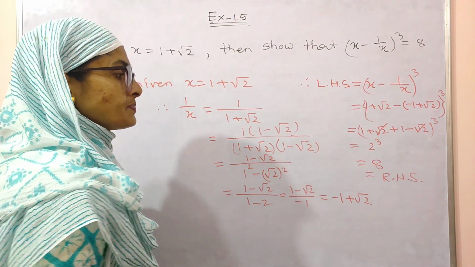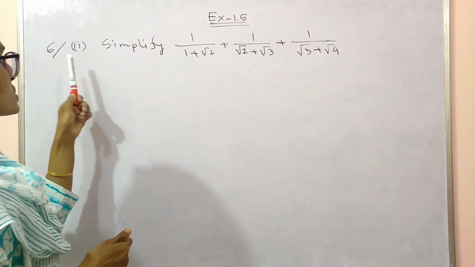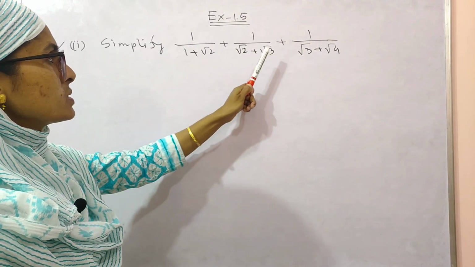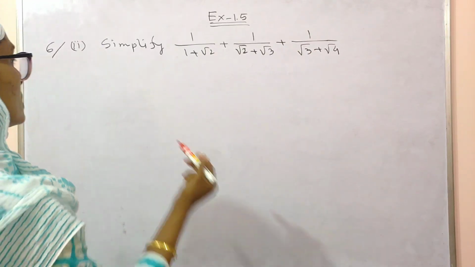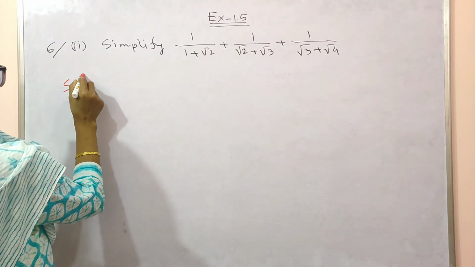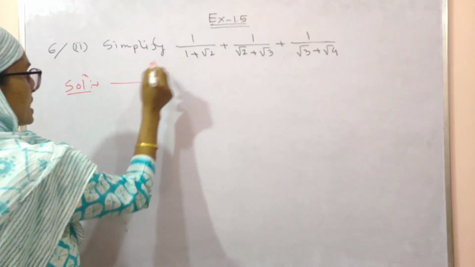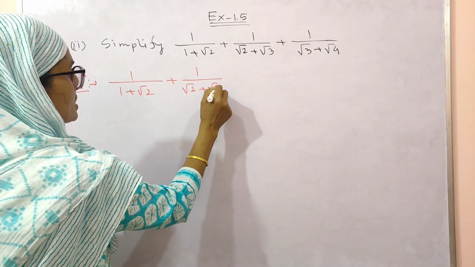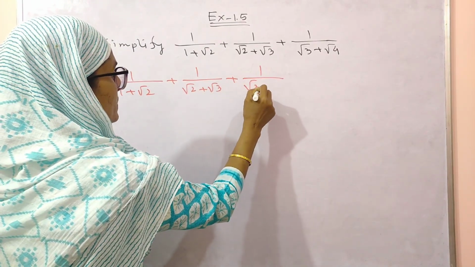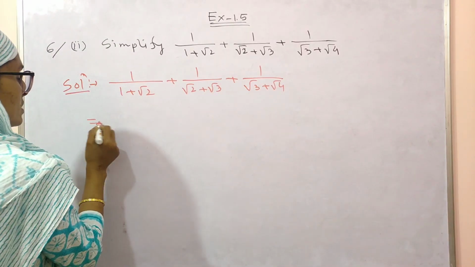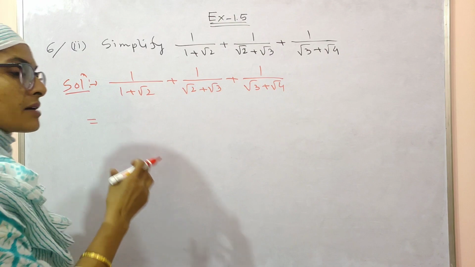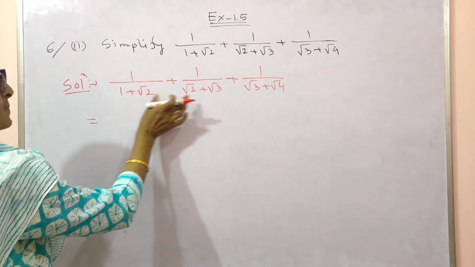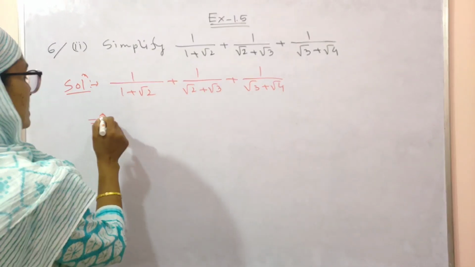You can write this one. Next, question number 6.2. Simplify 1 by (1 plus root 2) plus 1 by (root 2 plus root 3) plus 1 by (root 3 plus root 4). First write this one: 1 by (1 plus root 2), 1 by (root 2 plus root 3), 1 by (root 3 plus root 4). Now, you can take LCM or you can rationalize part by part. So, you will rationalize part by part, then it will be easy.